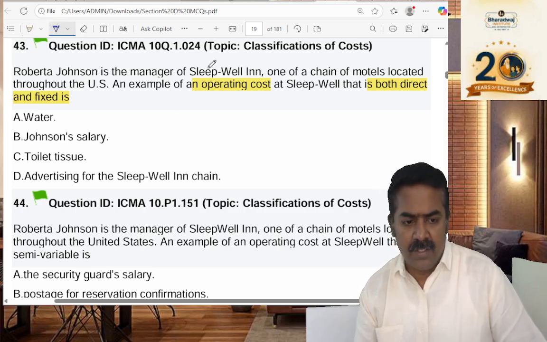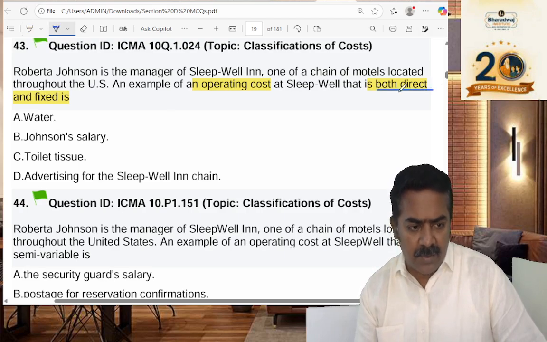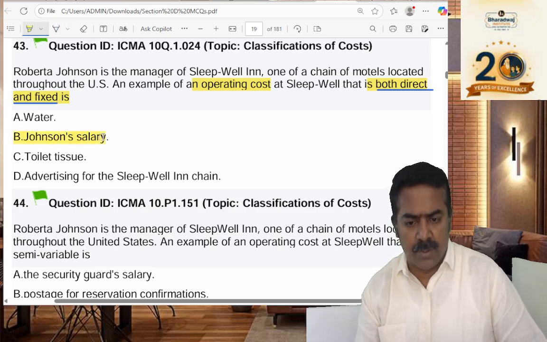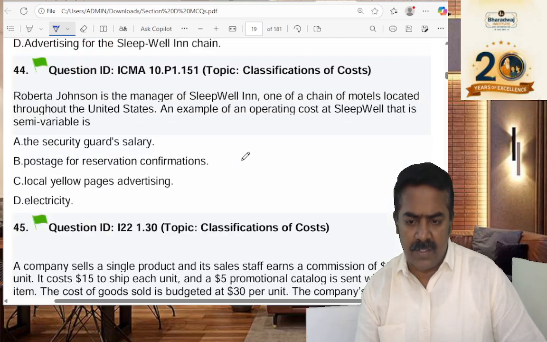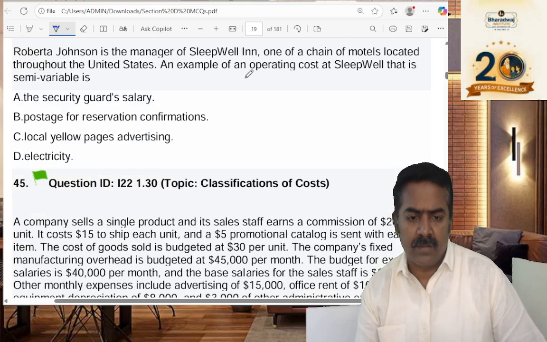Water will change. It should be both direct as well as what? Fixed cost. Salary is a direct cost for the store, and of course it is fixed also. Water is variable, toilet tissue is variable, advertisement is what? Maybe variable or fixed. What is semi-variable? Electricity. It's a fixed cost. Postage, reservation, confirmation variable.